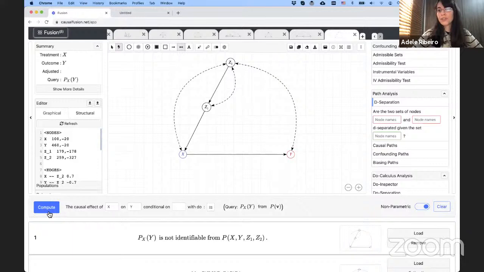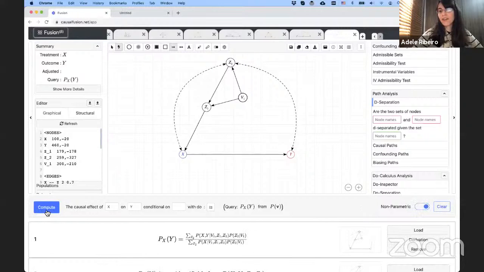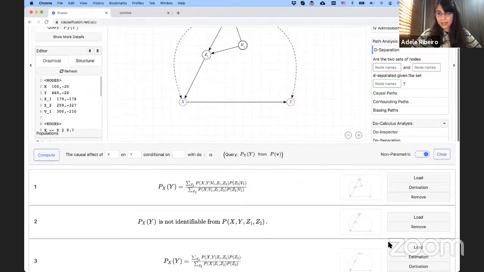Oh, let me try to add this variable. I can go to the environment and maybe measure some other variable that blocks this path. Now it is identifiable using another expression. So you can play with this app using the variables in your research and check what will be needed to infer the causal effect of X on Y in this case. All right, I guess that's it.